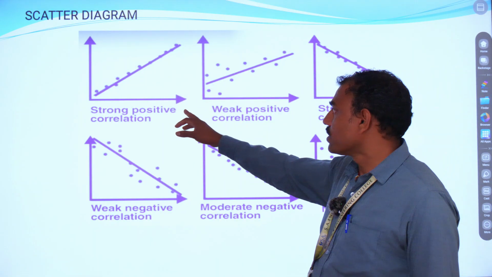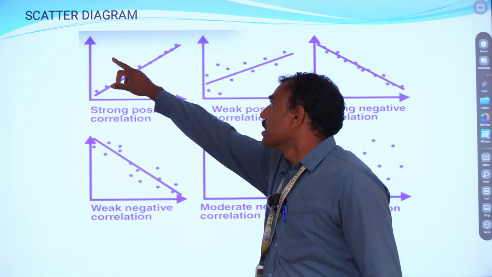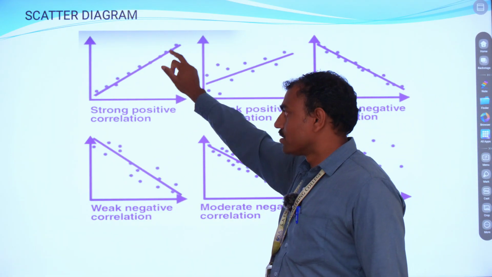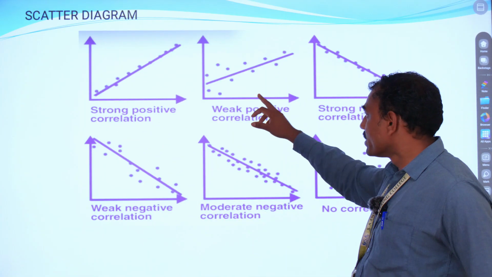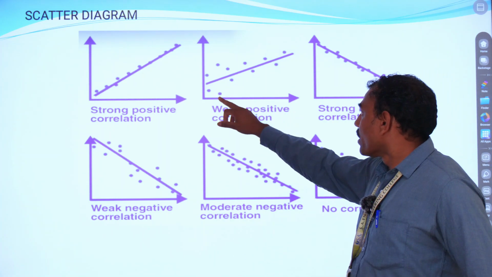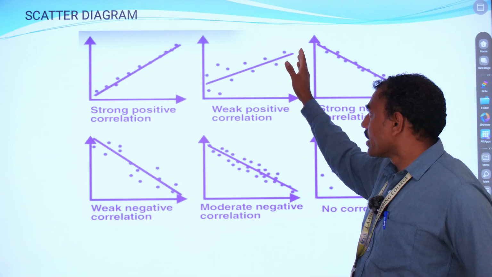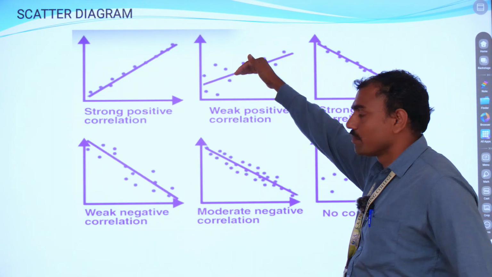The first one is the positive correlation. Here both x and y increase, so this is the strong correlation. The second one is the weakly positive correlation. Here both x and y increase, but some points are at a distance from the straight line.